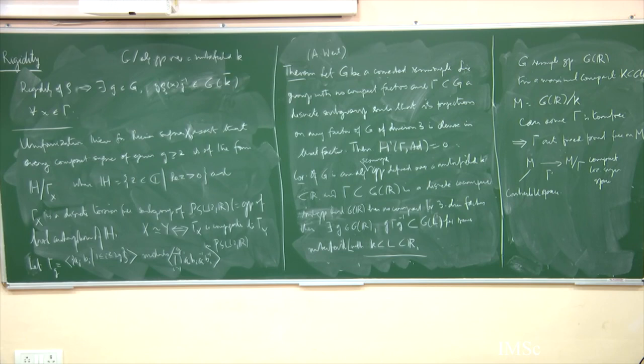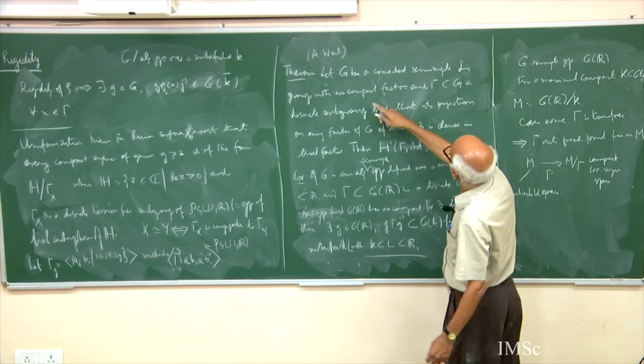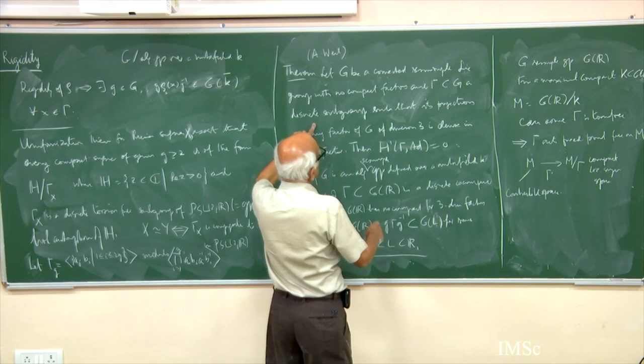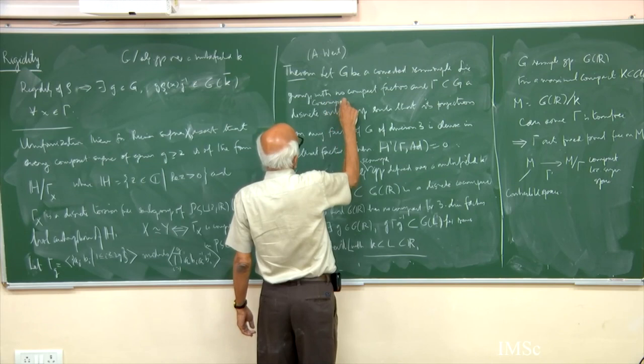Assuming Γ is a uniform lattice or something? A co-compact is what I've said here. Oh, okay. Sorry. Haven't I said that? In the corollary, the corollary you had asked. No, even here, I need to assume Γ is a discrete subgroup. Discrete co-compact, that's all important. That's what we proved in any case.